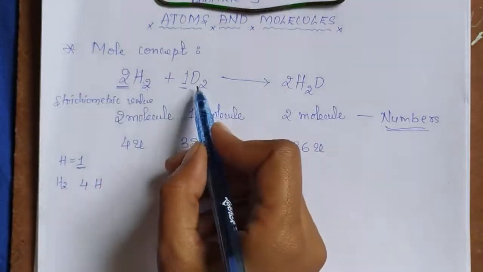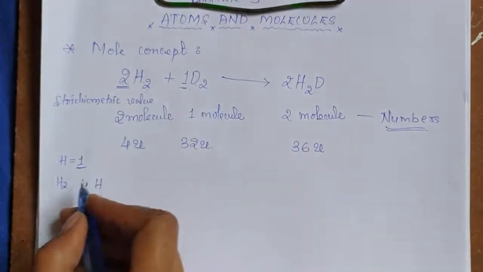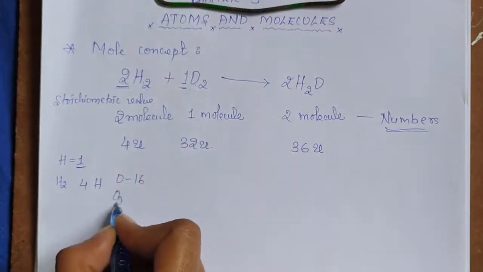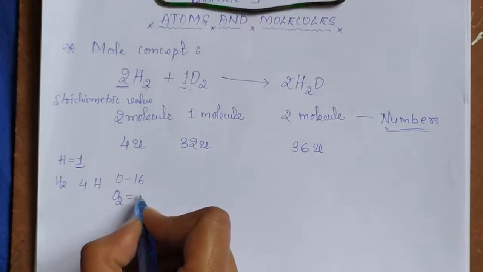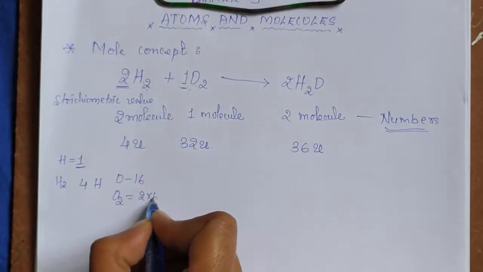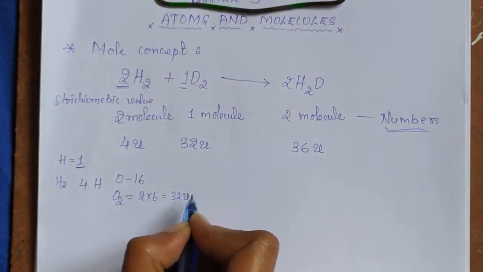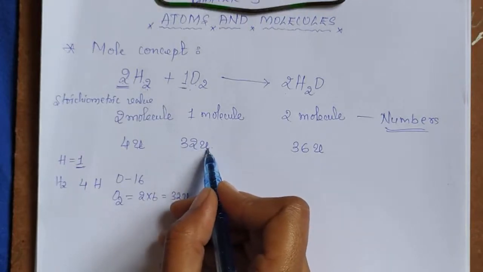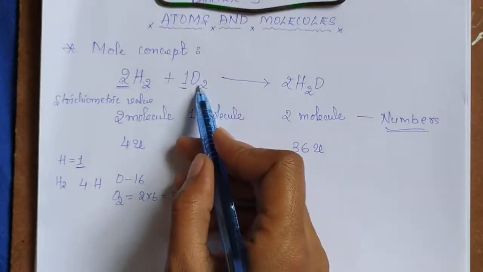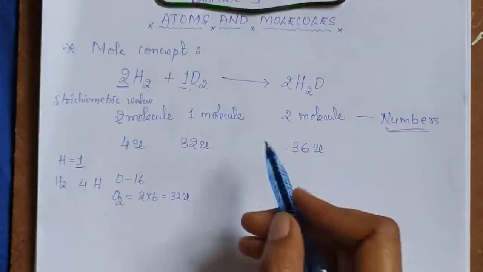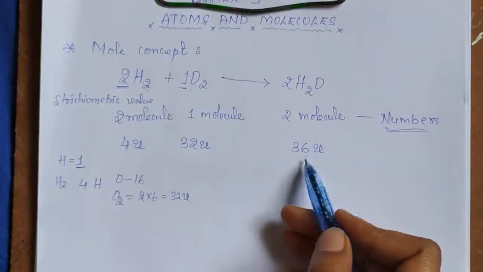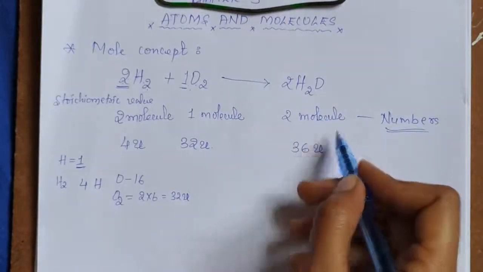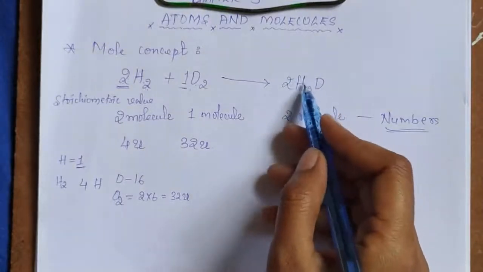Okay, see here, this is oxygen. The atomic mass of oxygen is 16. But in an oxygen molecule, how many oxygen atoms are there? 2 oxygen atoms are there. So 2 into 16 becomes 32 atomic mass units of 1 oxygen molecule. 1 oxygen molecule reacts with this hydrogen and they give 36 atomic mass units of water molecule. If you calculate the mass of this water, you will get 36.